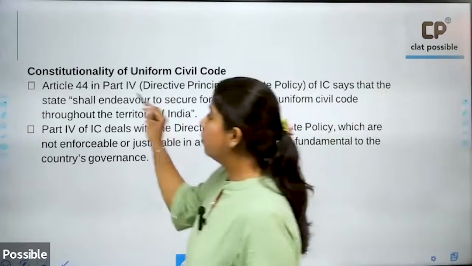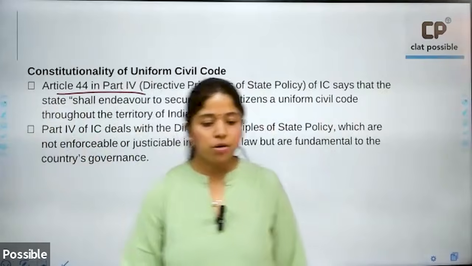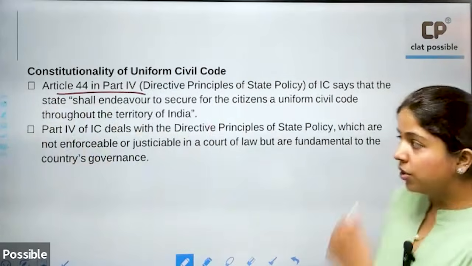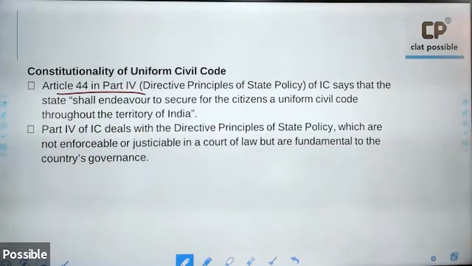Where is this provision found in the Constitution? It is Article 44 of the Constitution in Part 4, which is the Directive Principles of State Policy of the Indian Constitution, and it says that the state shall endeavor to secure for all citizens a uniform civil code throughout the territory of India.